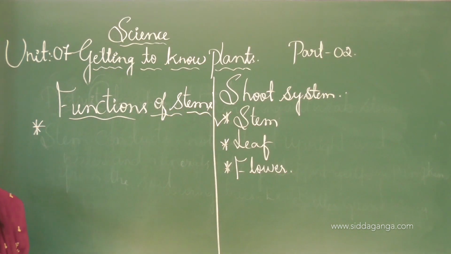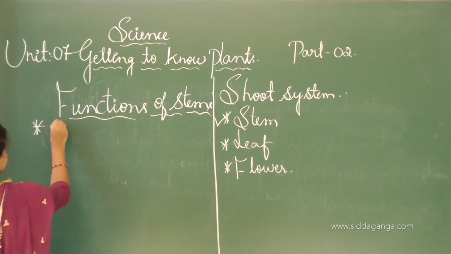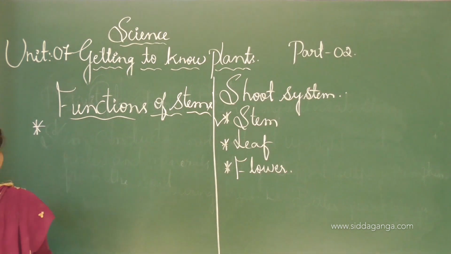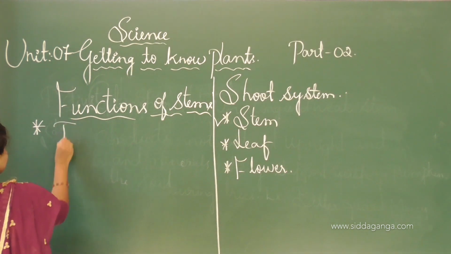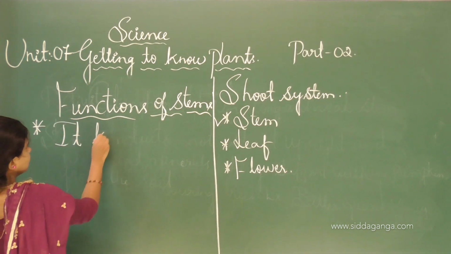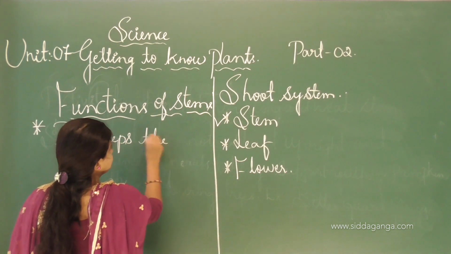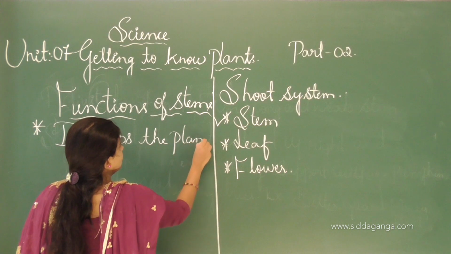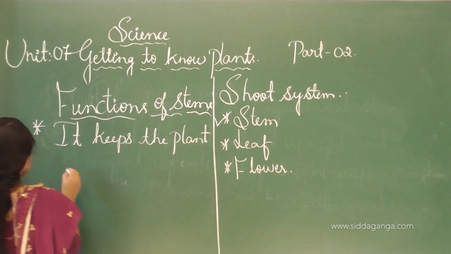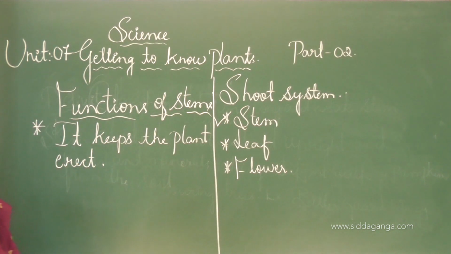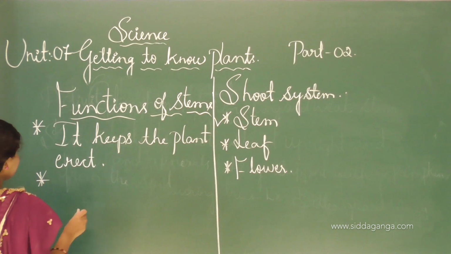First function of stem is it keeps the plant erect, and the second function is stem conducts water and minerals.